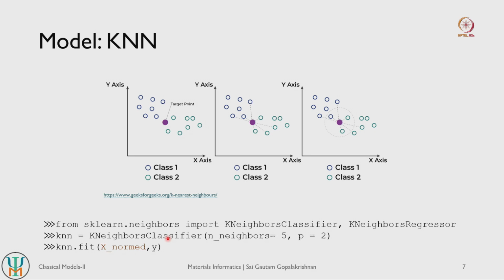If you were to do a classification task, then you define the number of neighbors, right. This is your k hyperparameter here. And the p hyperparameter indicates what kind of distance metric you are using. So p equals 2 indicates that you are using Euclidean, p equals 1 indicates that you will use Manhattan distances, right. And then you do a fit.